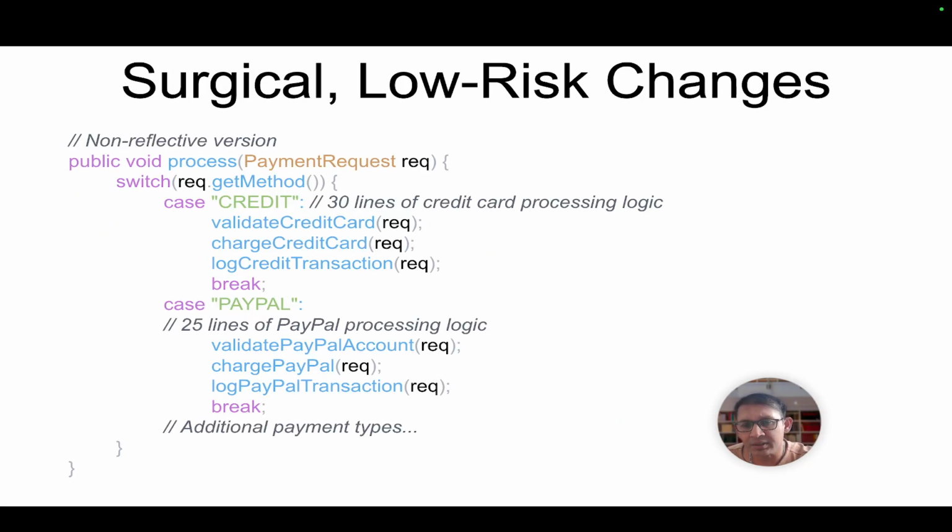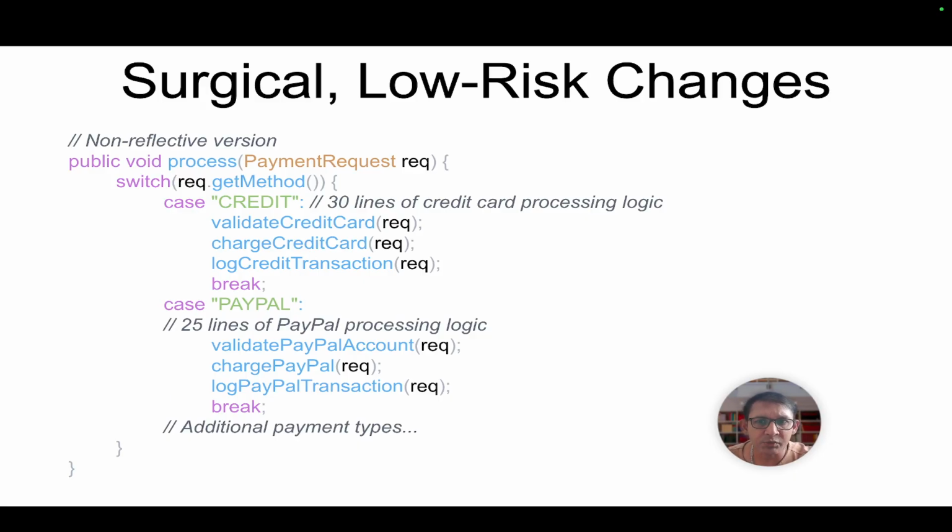The second benefit is the ability to make surgical low risk changes. The second transformative benefit is that design reflective code enables surgical low risk changes. When your code structure reflects the problem structure, a change in a business rule maps to a change in exactly one place in your code base. You know precisely where to make the change and can be confident that it won't have unexpected side effects.